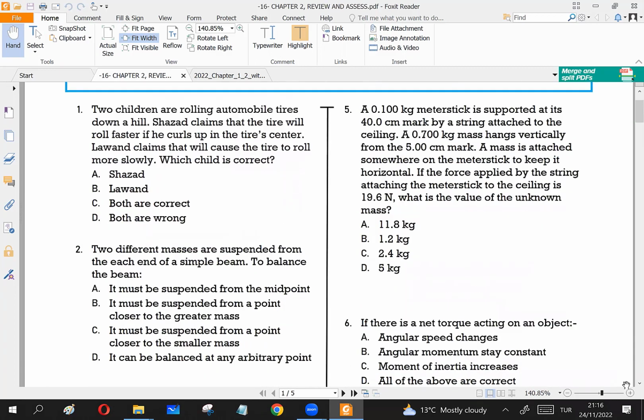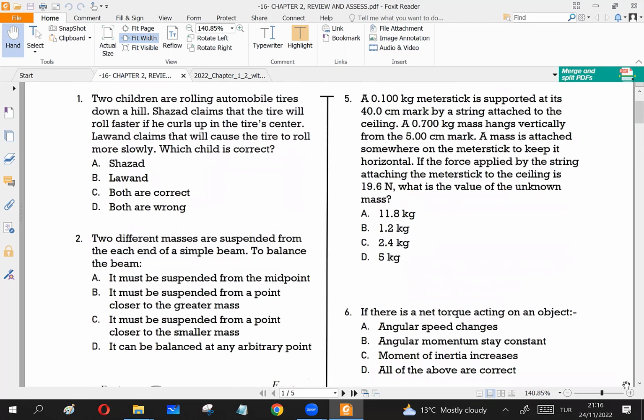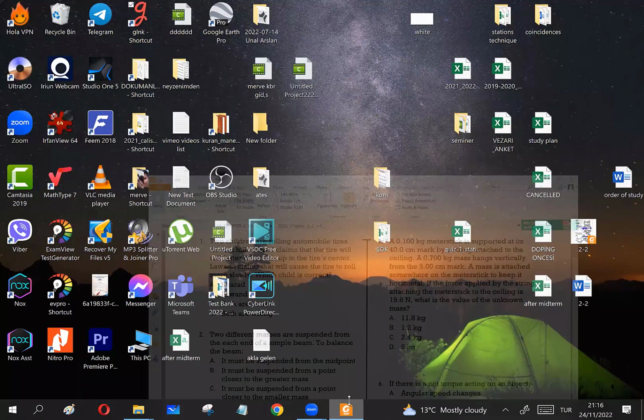And question number 5. A 0.1 kilogram meter stick is supported at its 40 centimeter mark by a string attached to the ceiling. And a 0.7 kilogram mass hangs vertically from the 50 centimeter mark. A mass is attached somewhere on the meter stick to keep it horizontal. If the force applied by the string attaching this meter stick to the ceiling is 19.6 Newton, what is the value of the unknown force? This is also a chapter 2 question. Let's go to the chapter 2 question.